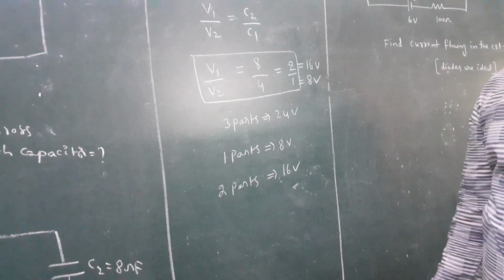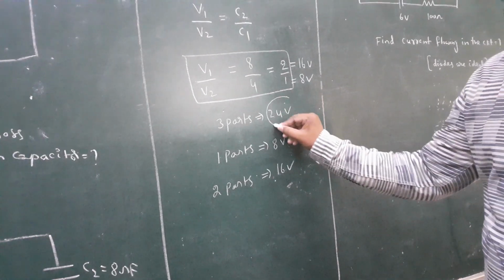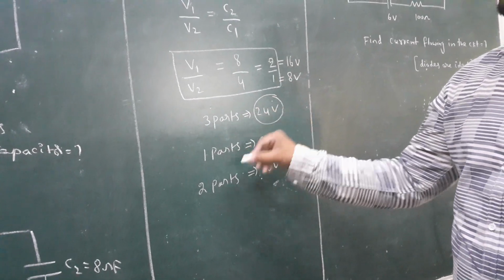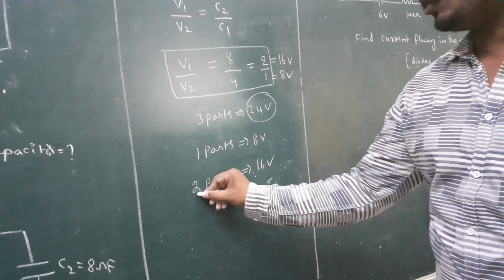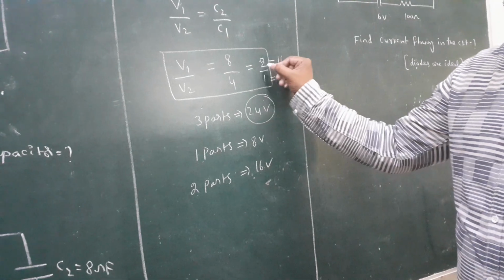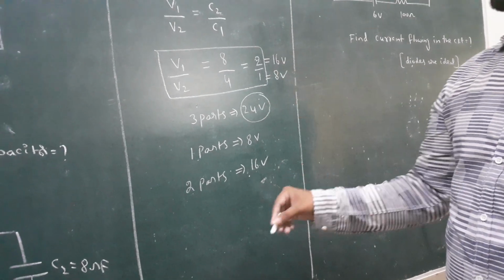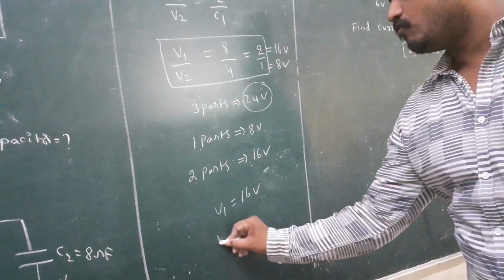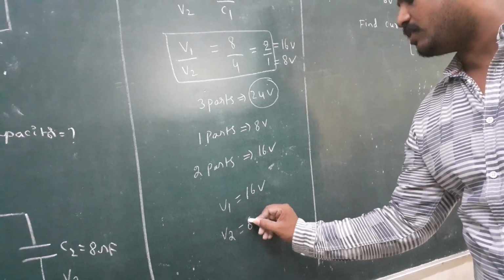Once again I repeat now. Total voltage is given as 24. 2 plus 1, 3 parts is 24. 1 part is 8. 2 parts is 16. That means the V1 value is 16 volts. The V2 value is 8 volts.